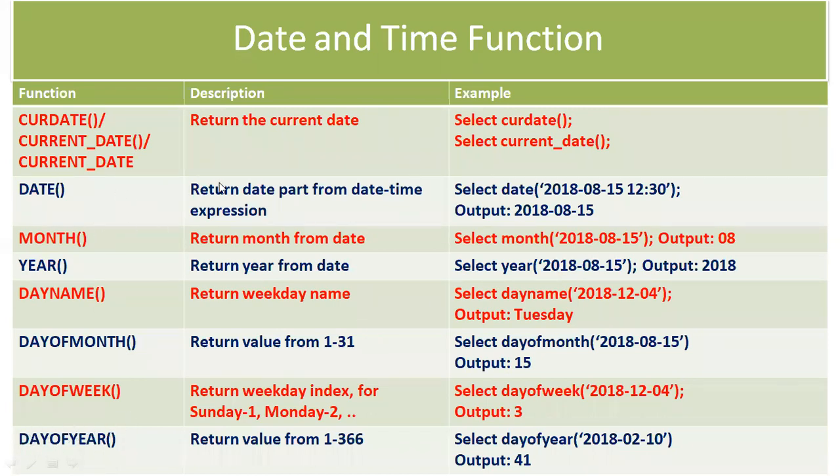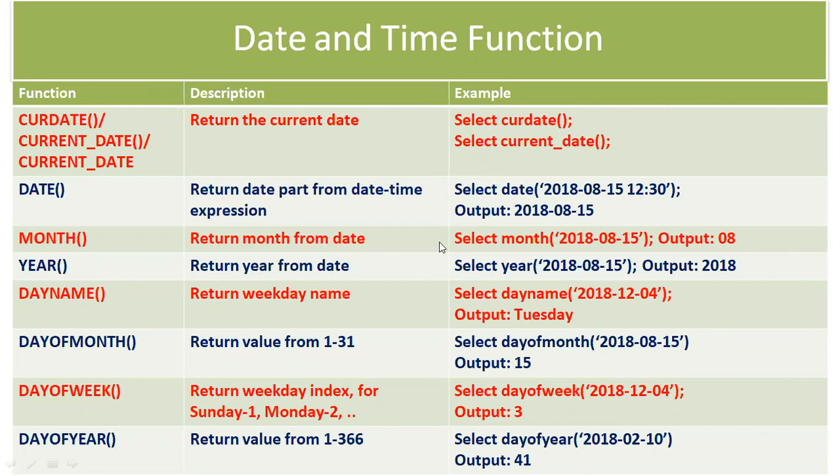See here, current date, current underscore date, all three are the same. They will display the current date. Select current date, select current underscore date. Date will return the date apart from the time. Now will display both date and time. This is a date, YYYY, and it displays the time.